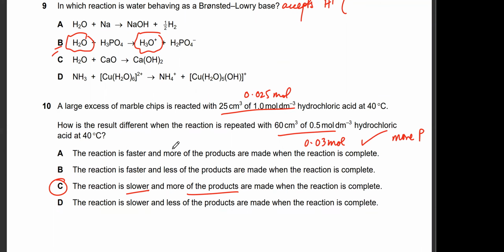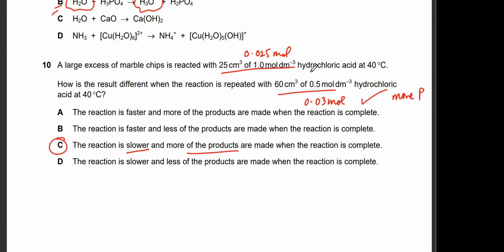Clear? Concentration kam hai. One mole per dm cube thi, so it's more concentrated, so it's going to be a faster reaction. And the other one is 0.5 mole per dm cube, so it's a slower reaction. Clear?